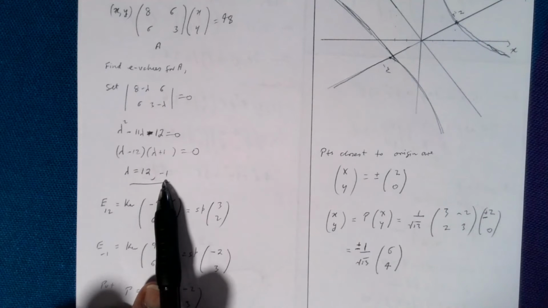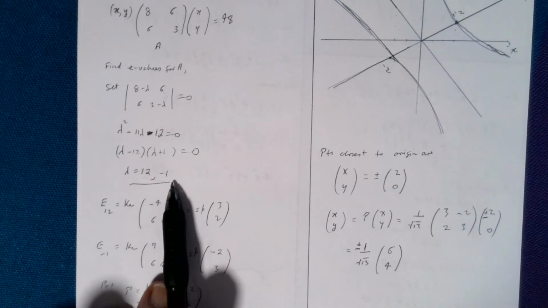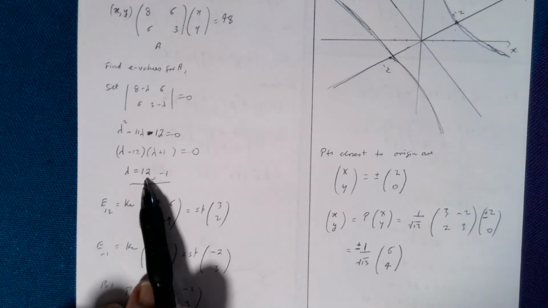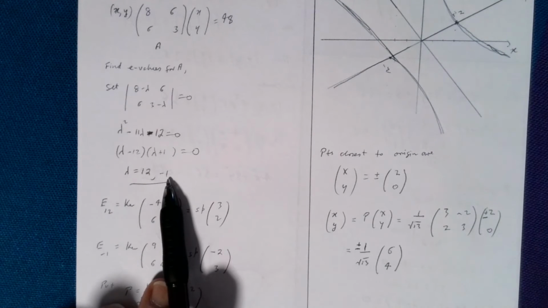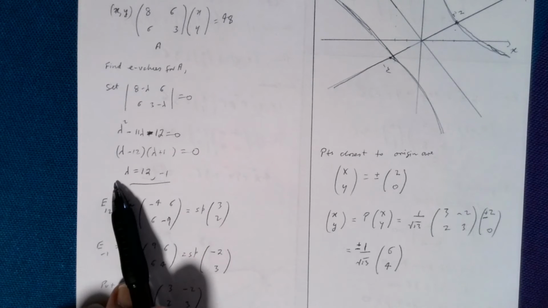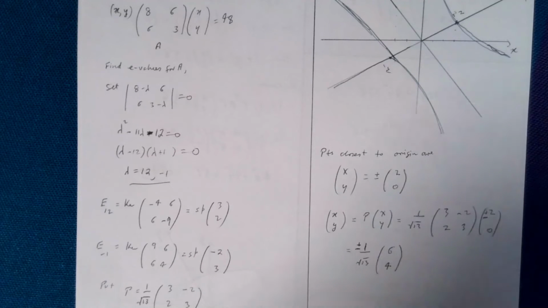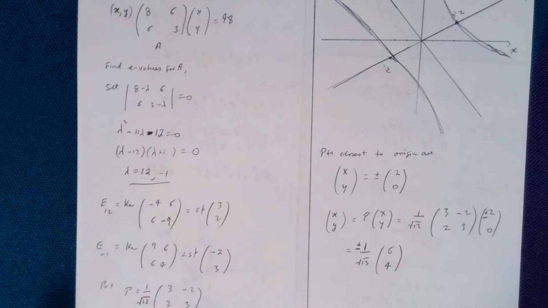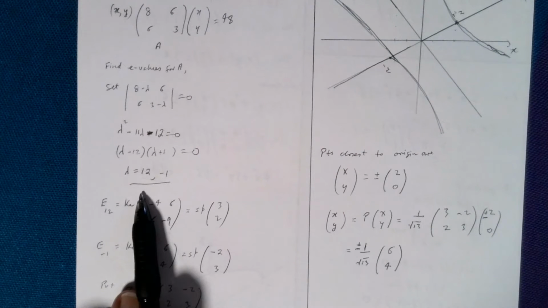When we change variable, we're going to have 12 capital X squared minus capital Y squared is equal to 48, and that's going to be a hyperbola. So if we were only interested in what the shape is, then at this stage we can predict that this is going to be a hyperbola. But we like to press on and get the principal axes and so on.